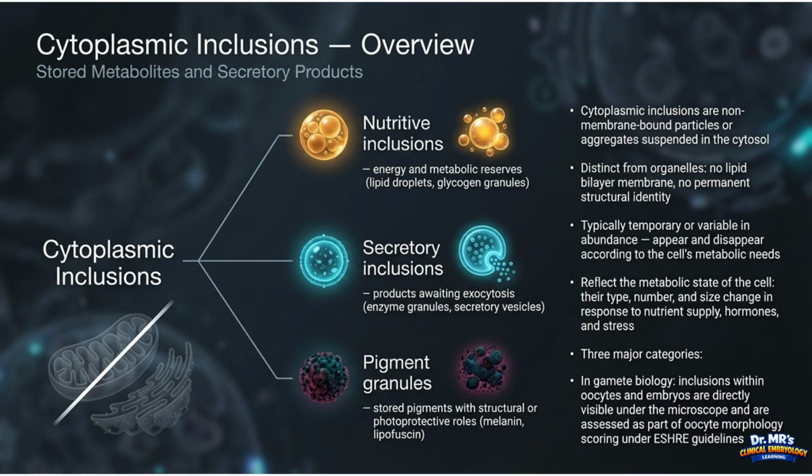What makes inclusions especially clinically relevant in our field is that they are directly visible in the oocyte under light microscopy on the day of oocyte retrieval and intracytoplasmic sperm injection. The European Society of Human Reproduction and Embryology has developed guidelines for assessing oocyte cytoplasmic morphology that specifically address inclusions as part of the dysmorphism scoring framework. Being able to identify and interpret these inclusions, not just note their presence, but understand what biology they reflect, is a core competency for the clinical embryologist. Let's examine each category in turn, starting with lipid droplets.